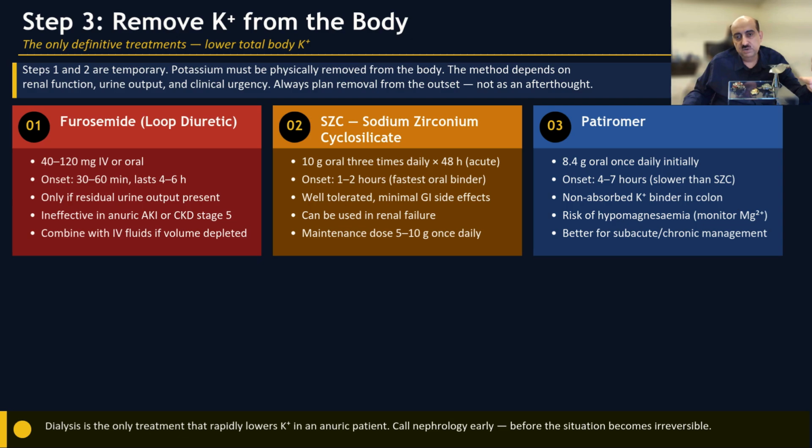But in Patiromer, potassium is exchanged for calcium, which makes it far more physiological and ideal in renal failure patients. So again, dose 8.4 grams oral once a day, and it works slower than sodium zirconium cyclosilicate, but the effect can last longer.